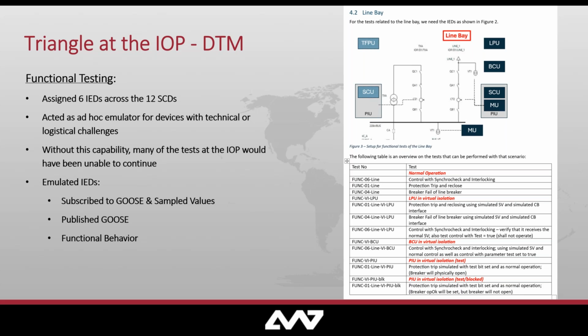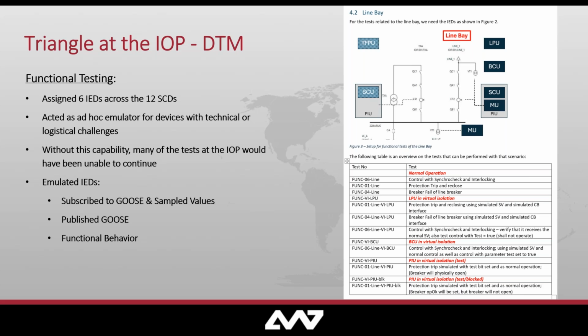Additionally, aside from what we were actually assigned ahead of time, DTM was also able to act as an ad hoc emulator for devices that were unable to participate in the tests due to technical or logistical issues. For example, some devices were delayed in customs and never actually had a chance to arrive at the IOP. But we're really proud of the fact that DTM was able to quickly emulate these missing devices.